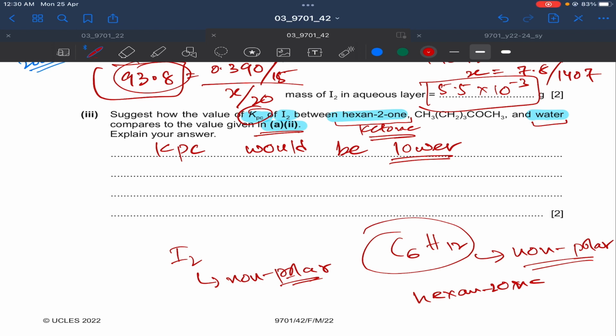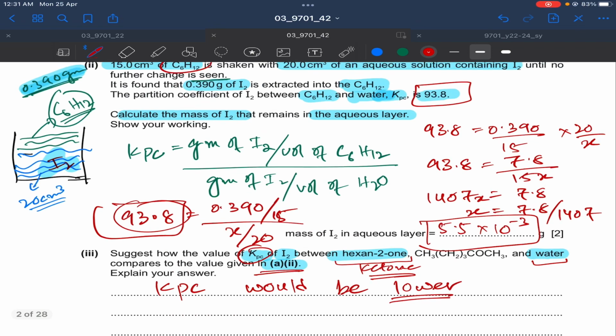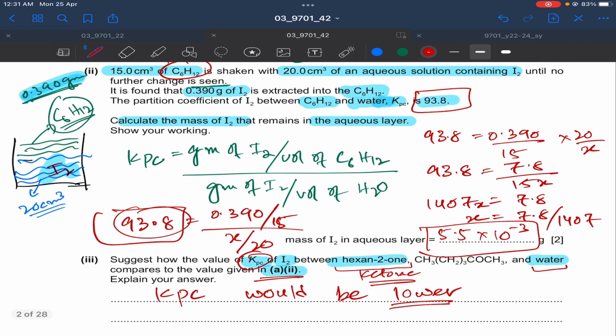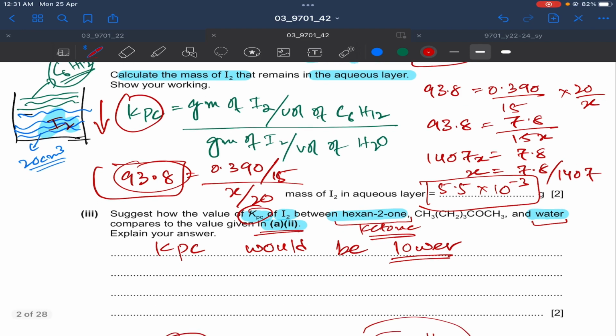So that means the solubility of iodine will decrease, and as the solubility of iodine decreases in hexan-2-one, the value of the partition coefficient will also decrease. As the numerator decreases, the value of the partition coefficient will decrease.